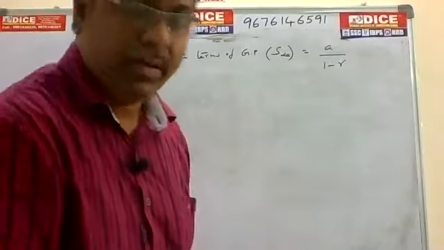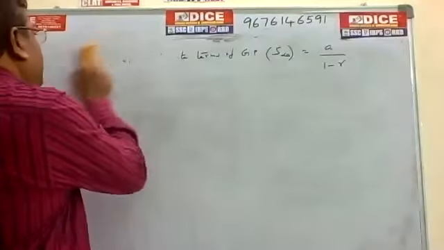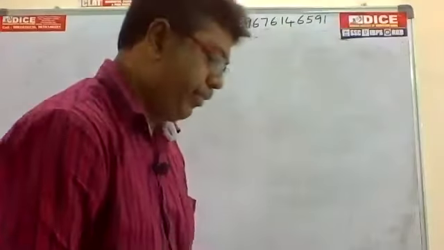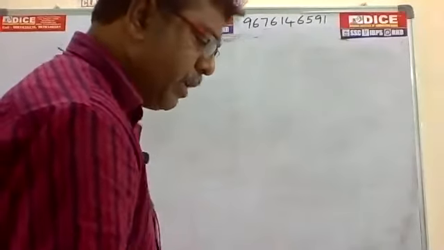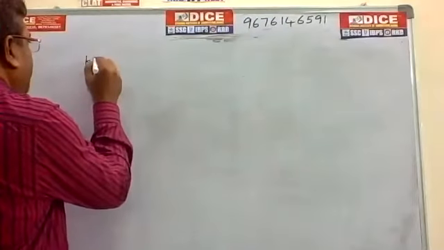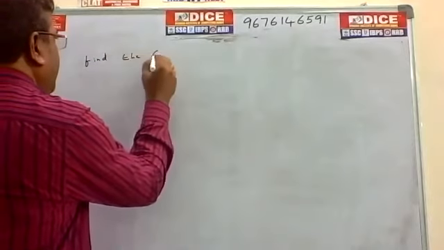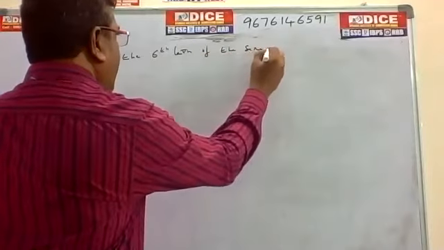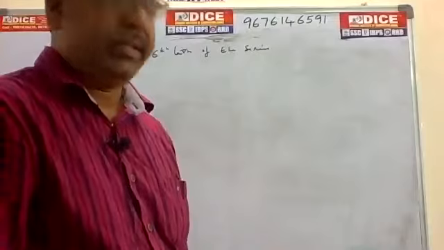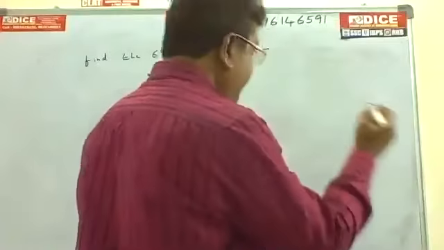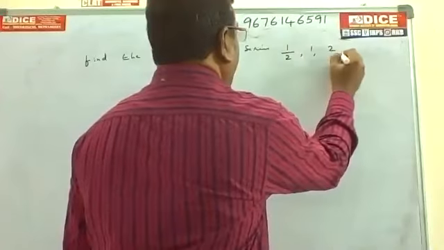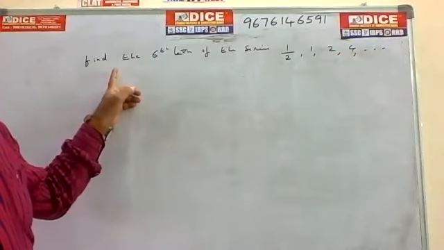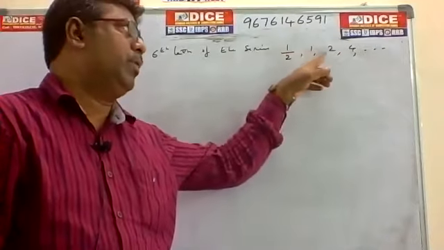Now write the first problem on this one, formulas with the problem. Write down: find the sixth term of the series 1 by 2, 1, 2, 4 and so on.